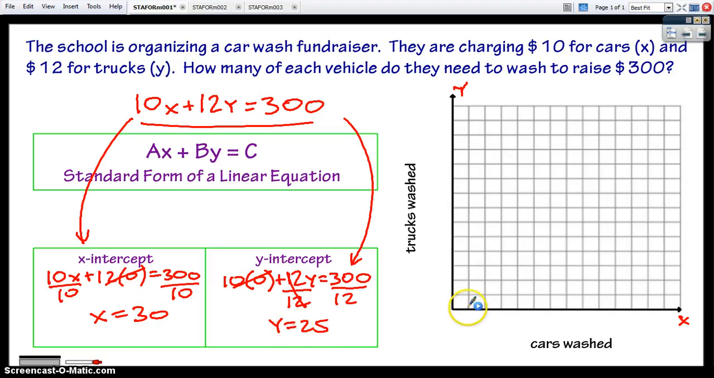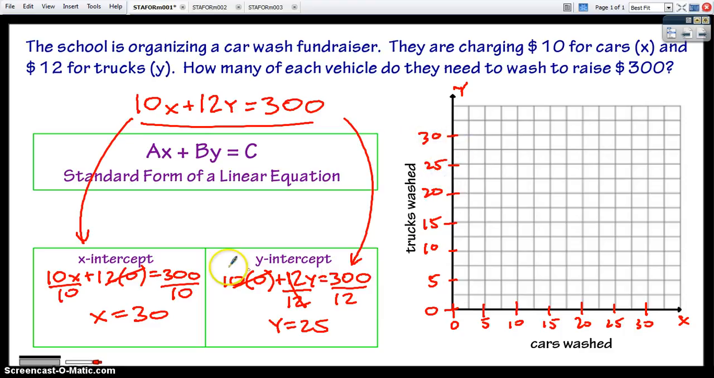Alright, so let's increment the graph here. I think it'll fit if I go, for every 2 squares, I go 5 vehicles. So 5, 10, 15, 20, 25, 30. If I go up to 30, that should be enough. And we'll do the same thing this direction. 5 trucks, 10, all the way up.